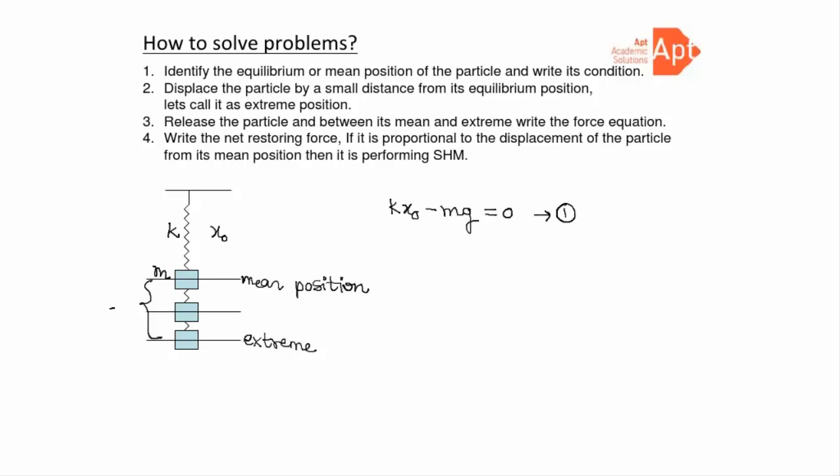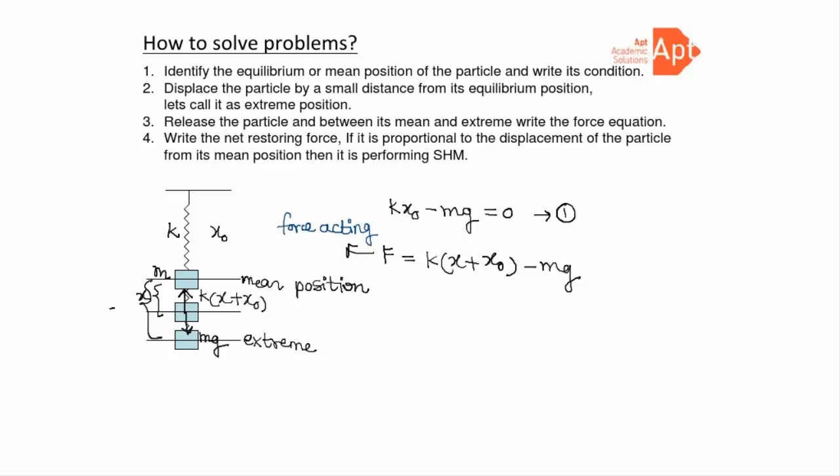So let's say the extra length by which the spring is stretched is x. So the spring force acting on this block is k(x plus x naught), and downwards the force acting is mg. So the net force acting in the upward direction, towards the mean position, will be equal to k(x plus x naught) minus mg. So this is the force which is acting towards the mean position.